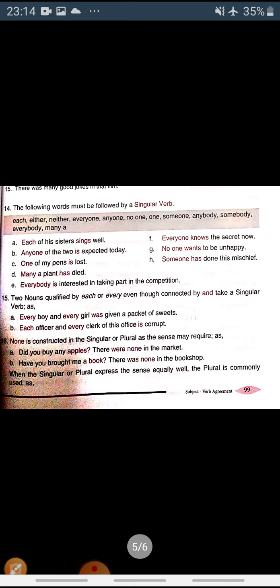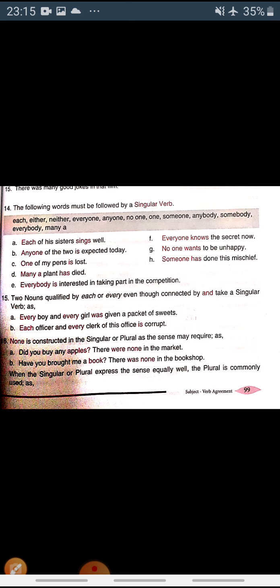Now, next the 14th rule: the following words always take a singular verb, like distributive words such as each, anyone, one, many, everybody, everyone, no one, someone. Okay, so these are the words with which we use a singular verb.